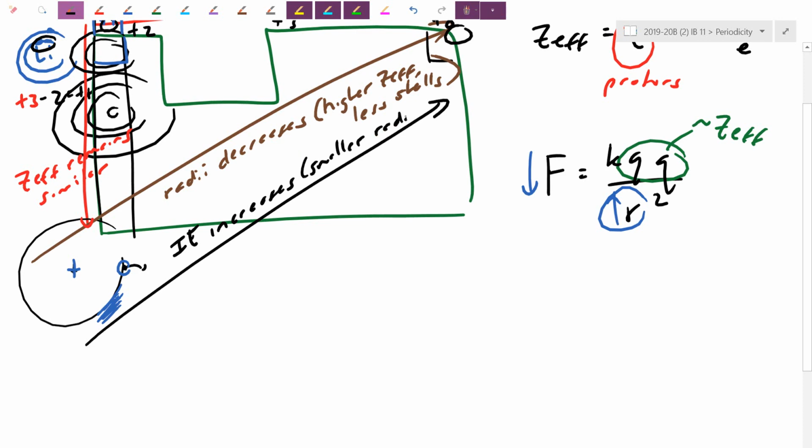Anytime you use radius as a trend, I would still quote smaller radius. It's because we have higher Z effective, fewer shells. I would still define why I know it's tinier atoms, but that's just a nice reminder for yourself.